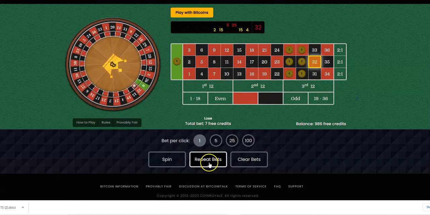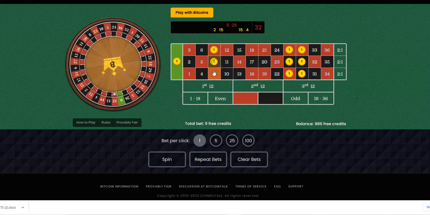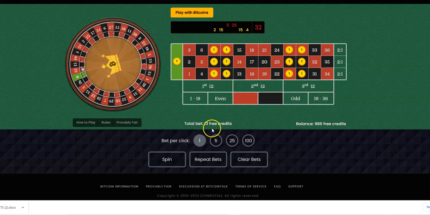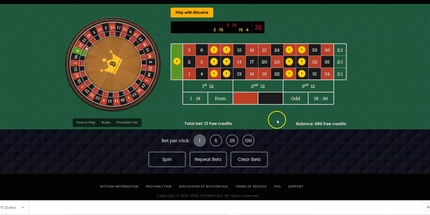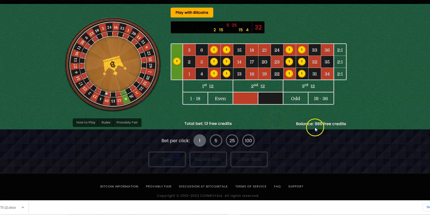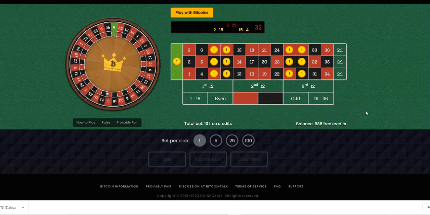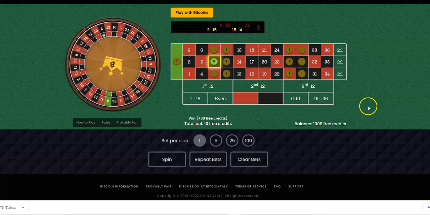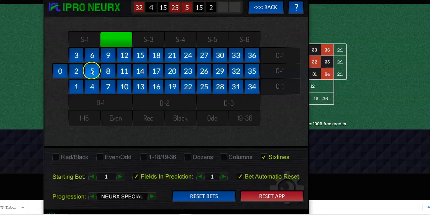So I'm going to repeat this bet, and I'm going to play 9 and 12. Okay, so I've bet 14 so far, and this is another 13. So that's 27. I still don't have to increase yet, because if I hit, I'm still going to be in profit. As you can see, I was at 96. Okay, we'll find out. Well, I did. I'm at 1,009 already.